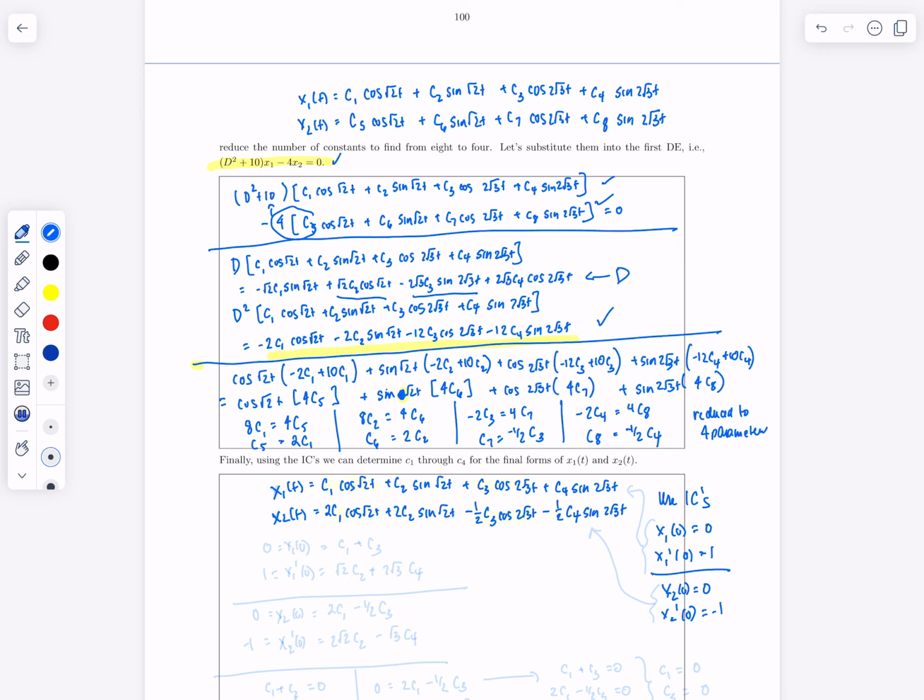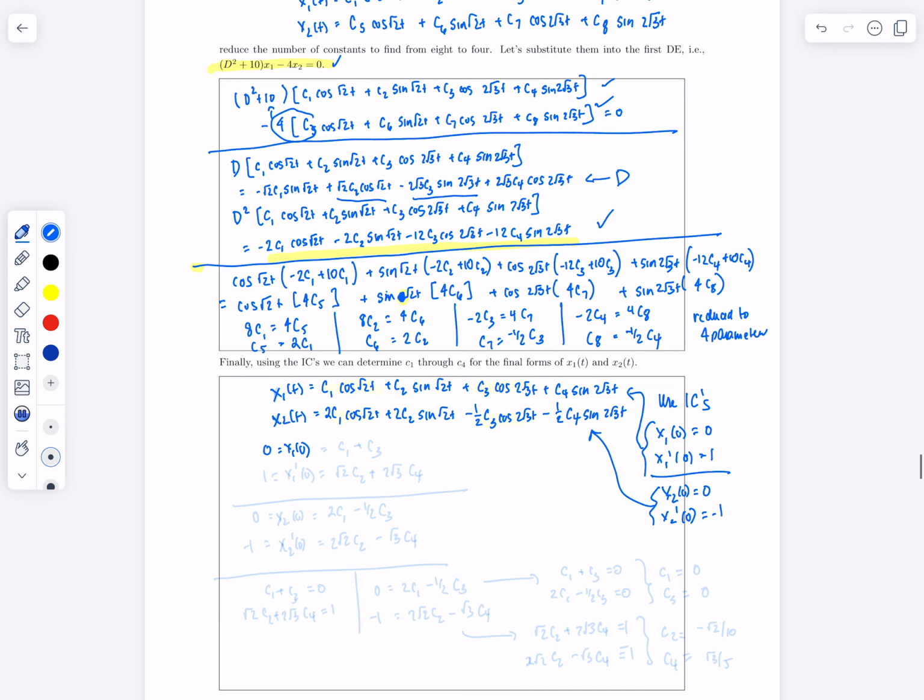So how do we use those? We would take these 2 constraints, or initial conditions, and use them for x1, and we use these 2 for x2 and come up with 2 linear systems. I'll go ahead and show you what they are. When you use the first one, you should get 0, which has to be x1 of 0. When you plug in 0 for all the t's in x1, what comes out is c1 plus c3, because the cosines will be 1 and the sines will be 0.